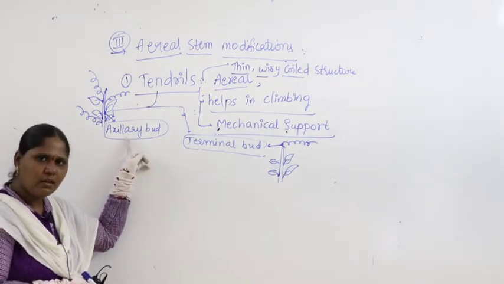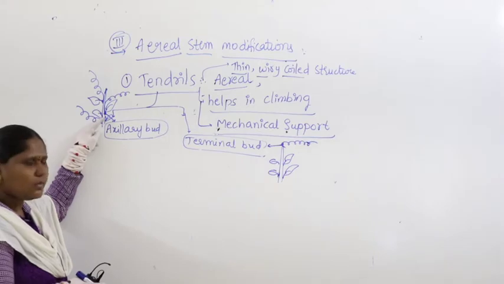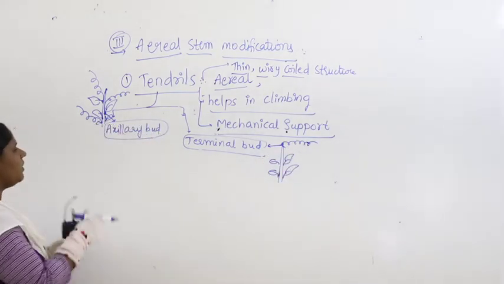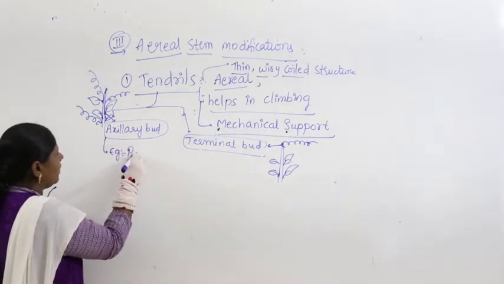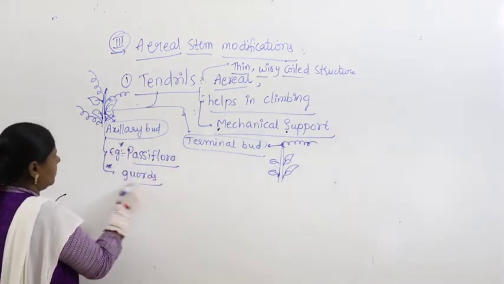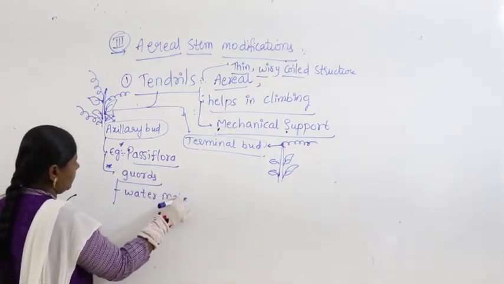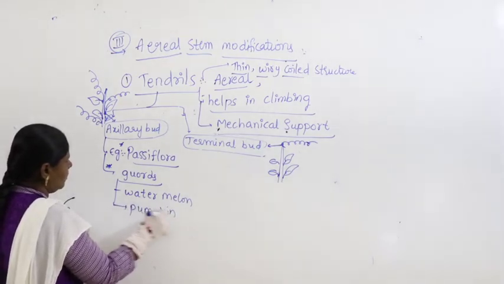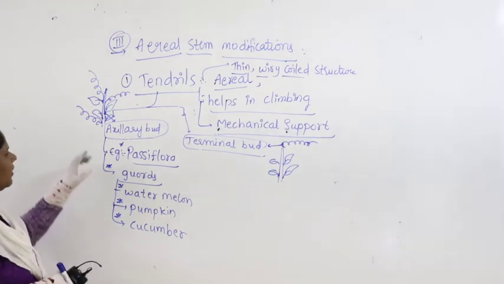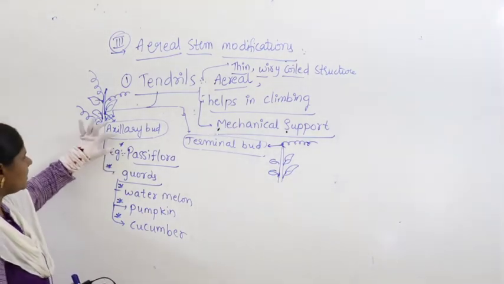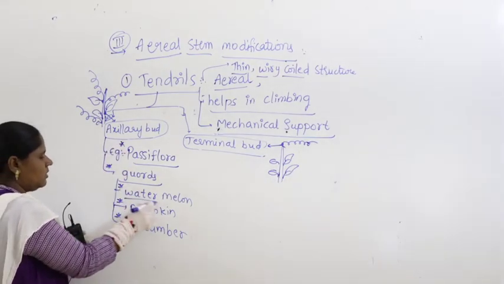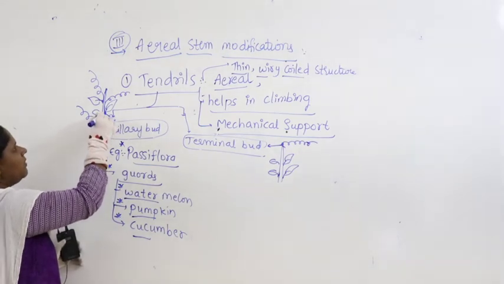So in some cases axillary bud gets modified into tendril, and in some cases terminal bud gets modified into tendril. So where do you find axillary bud modified? For example, let us talk about Passiflora. Along with Passiflora, you can take gourds, especially watermelon, pumpkin, including cucumber. So we find axillary bud gets modified into tendril in Passiflora and gourds, watermelon, pumpkin.